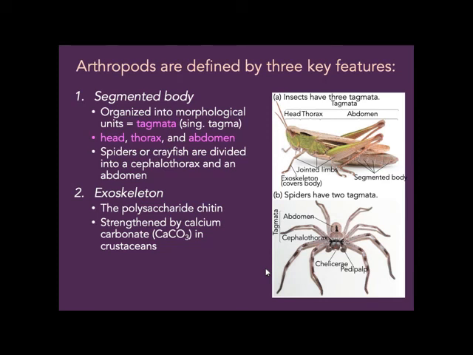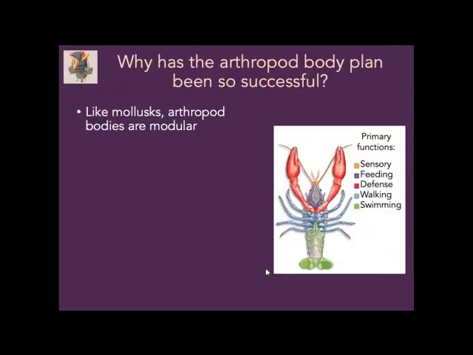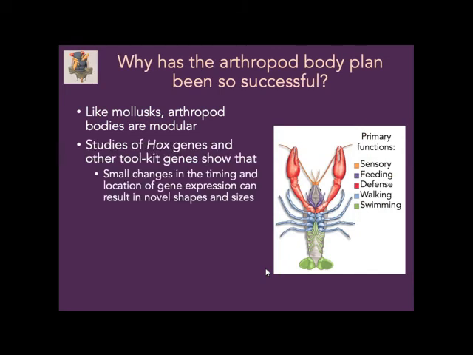Okay, so like mollusks, arthropod bodies are modular, so they have different units. And so if you just make small changes to Hox genes, you can duplicate things. So for example, you can go from having four sets of legs to five sets of legs, or having small swimmers to big swimmers in the back. So just a little tweak to the Hox genes can result in novel shapes and sizes, while still retaining all of the other structures.